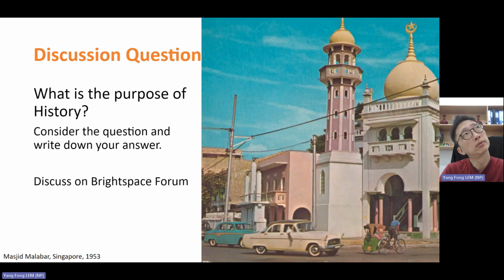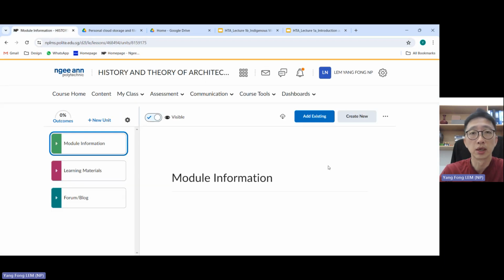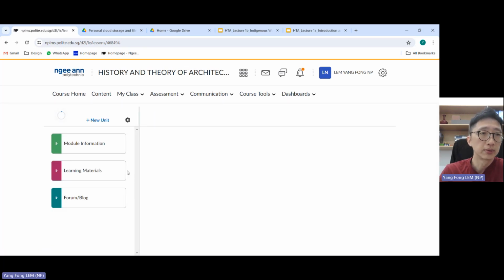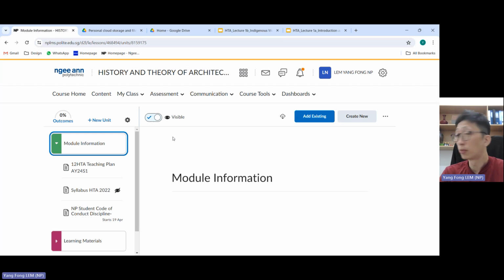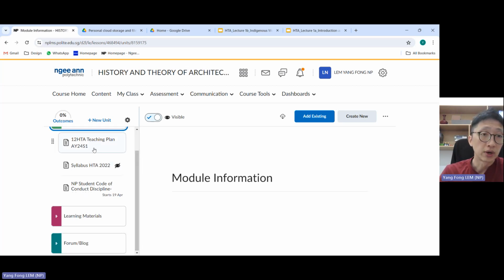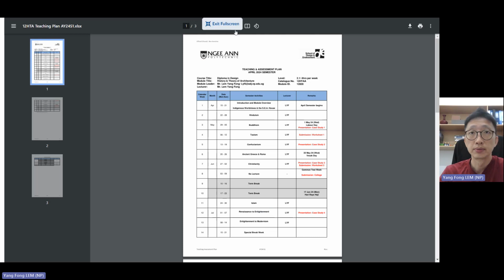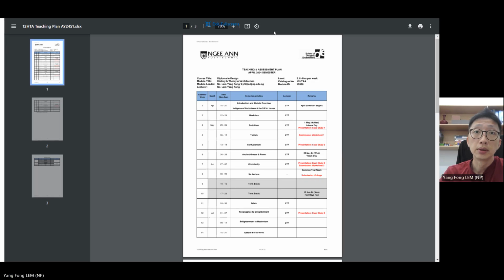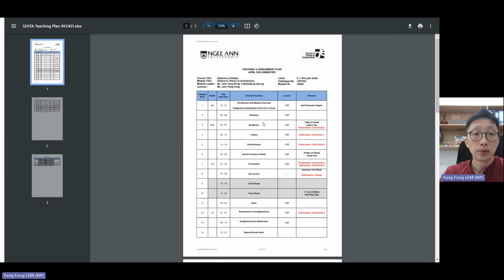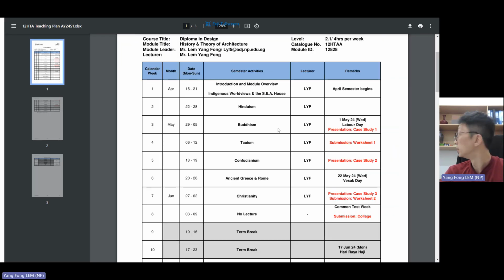Maybe we can run through the Brightspace interface first. This is an interface that will be kind of similar to what you know. If you go to content, under module information, you can reference the teaching plan. I'm going to open it full screen. Okay, I can zoom in this manner.